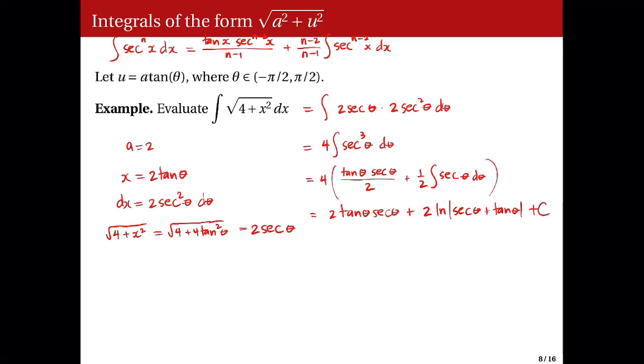Now, we have tangent theta, secant theta. In here, we also have secant theta and tangent theta. Tangent theta, we can get it from here. Secant theta, we can also get it from here. So we don't have to use the right triangle. We're lucky because the trigonometric functions that we need in here were already calculated implicitly in here.